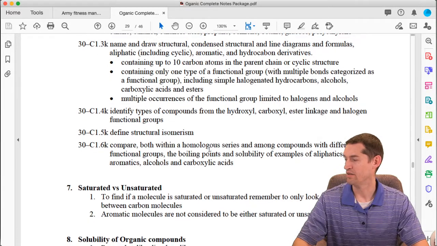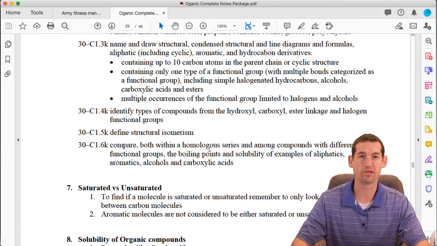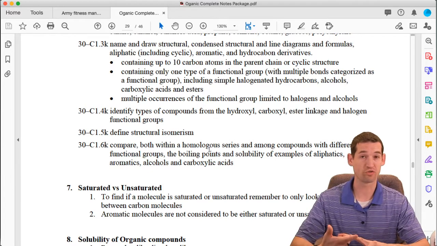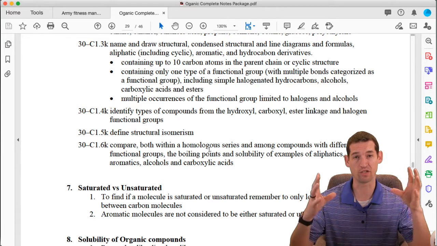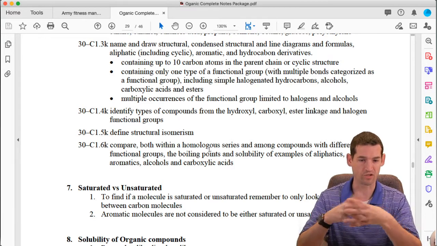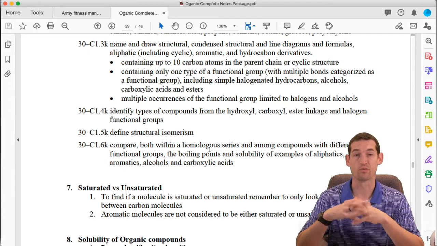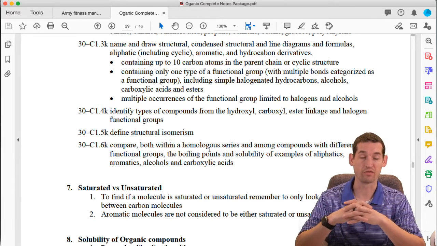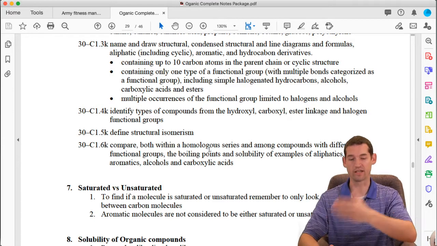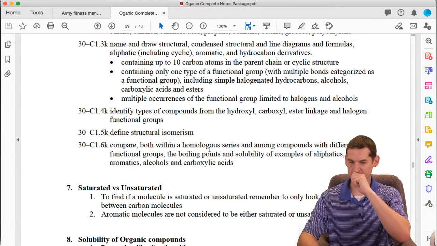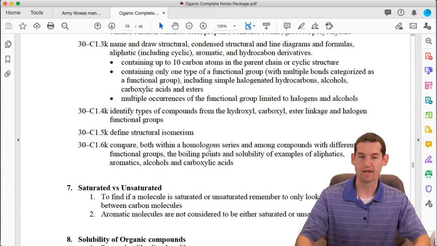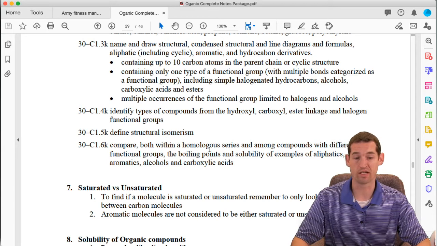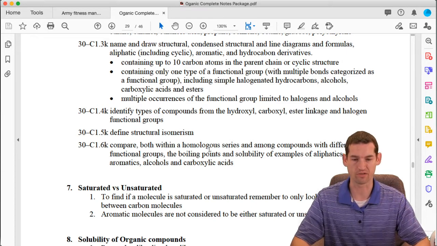All right. This is the big one, 1.3, and you need to be able to name and draw structural diagrams. Remember that includes all the H's. Condensed structural, where the H's are collapsed in to show what carbon they're attached to. And then line diagrams. So make sure you can draw all three. Make sure you can find formulas, including molecular formulas, like counting the C's and H's on a particular molecule. And that includes aliphatic molecules and aromatic molecules and hydrocarbon derivatives like the alcohols, carboxylic acids, and the esters.